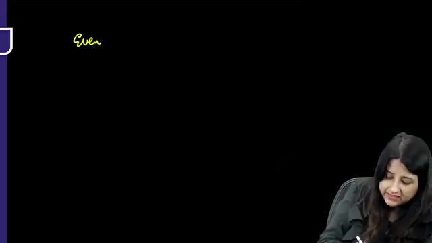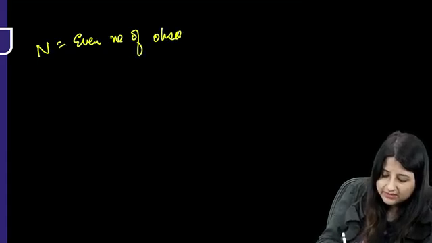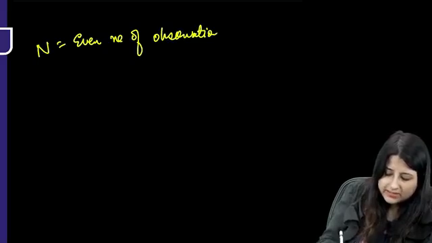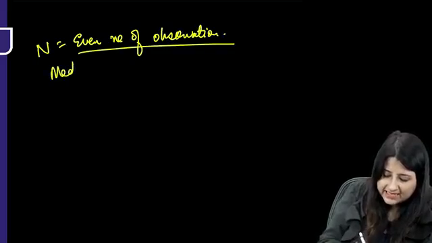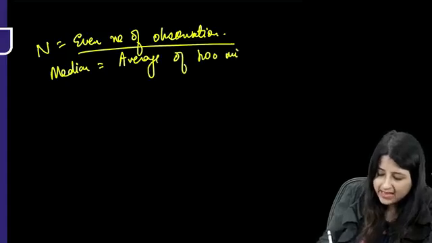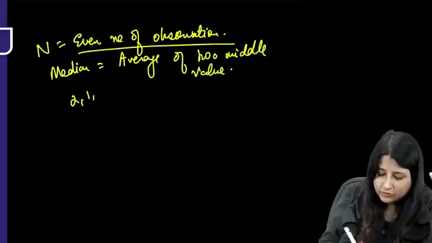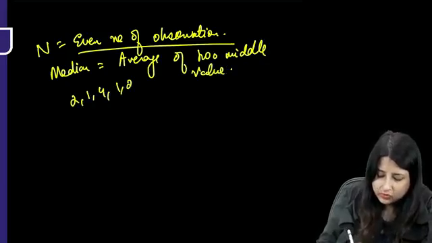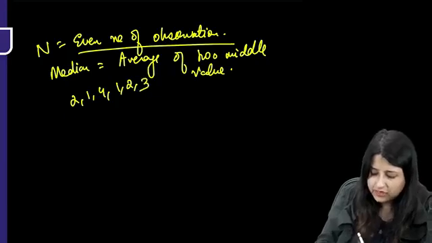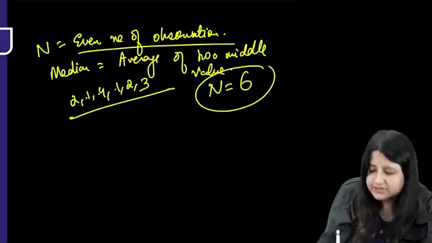But when we have an even number of observations, when n is an even number, what is median in that case? In that case, median is equal to the average of two middle values. Remember this, average of two middle values. Meaning, suppose I have 2, 1, 4, 1, 2, and I also have 3. So now over here 1, 2, 3, 4, 5, 6. Total number of observations is 6.